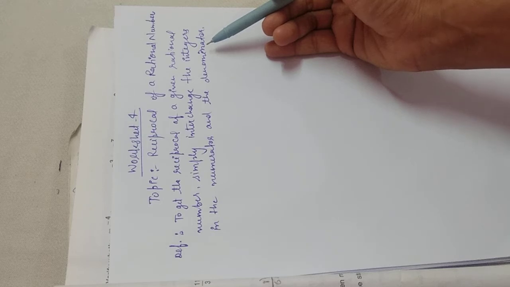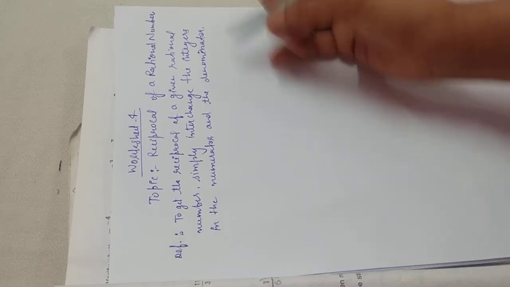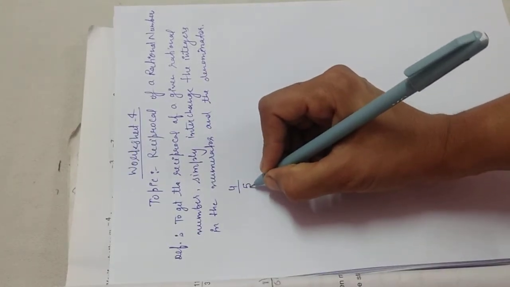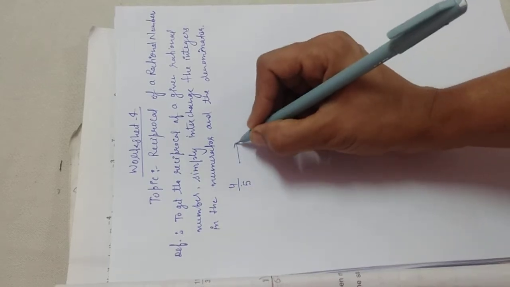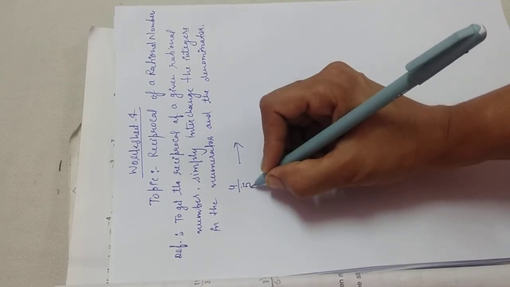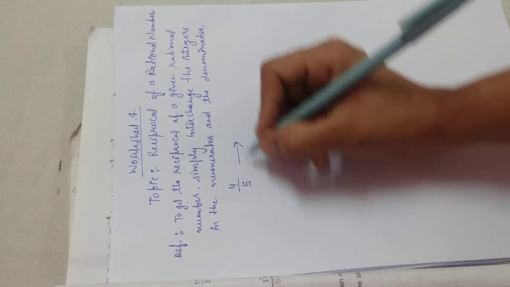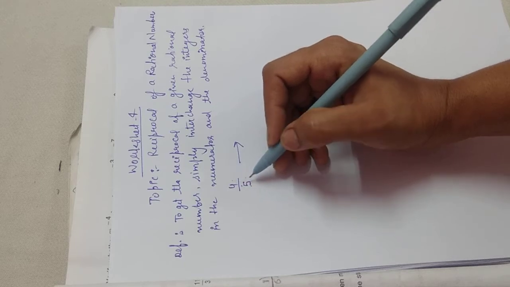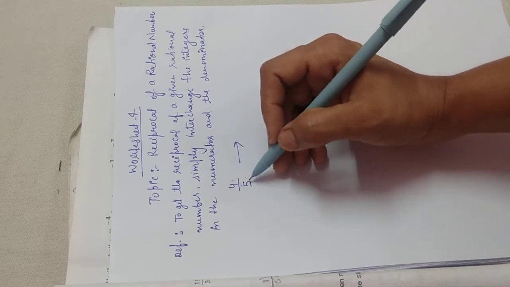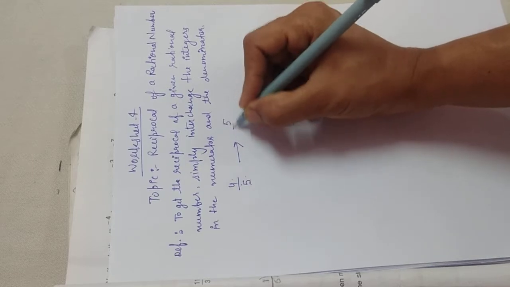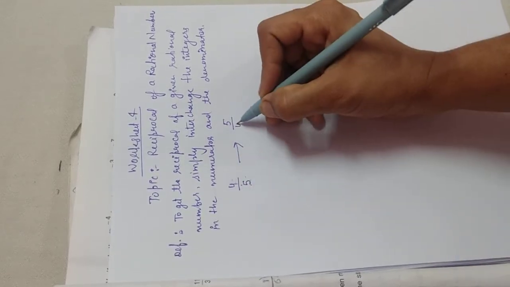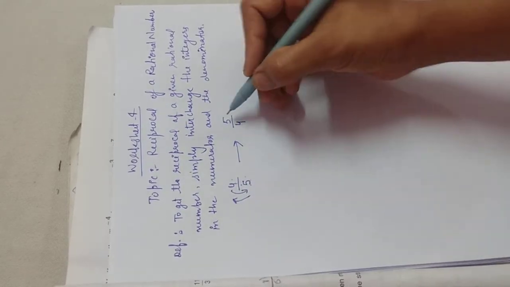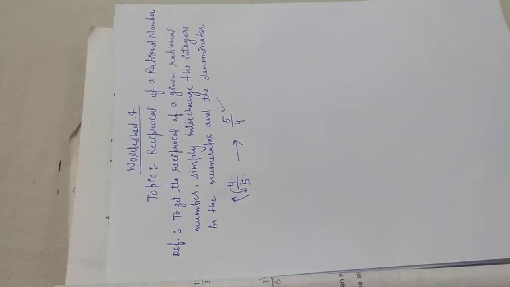Means if we are taking the reciprocal of any rational number, suppose the rational number is 4 by 5, then what is the reciprocal of 4 by 5? We will interchange the integer in the numerator and in the denominator. Denominator is 5, so it will become the numerator, and numerator is 4 will become the denominator. So they will be interchanged. Okay, so this is the reciprocal of a rational number.